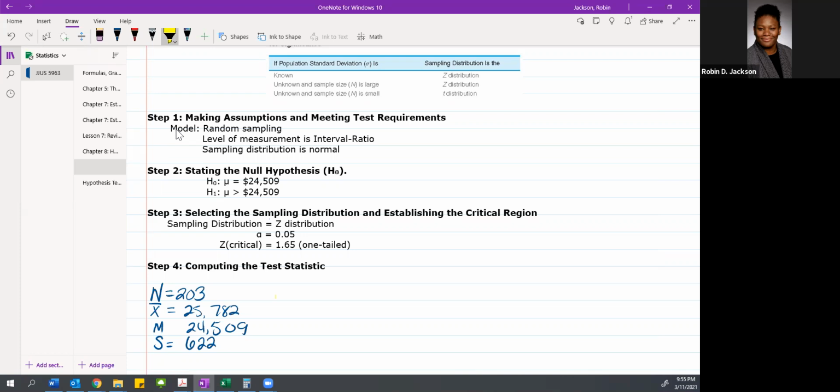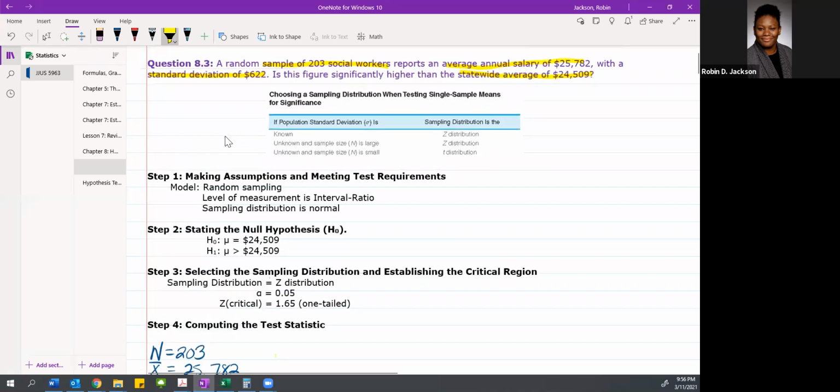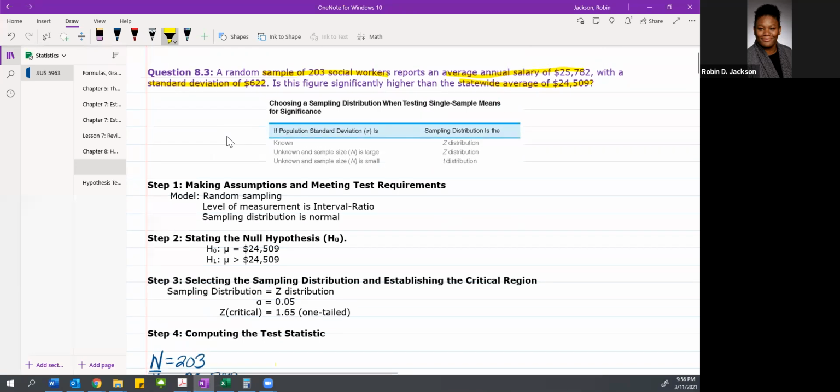Well, remember, a large sample is anything greater than or equal to 100. Well, our sample is 203. Okay, so we have 203 social workers. That's well over 100. So we know that our population standard deviation is not known, but we're dealing with a large sample. So we're going to have a Z distribution. Okay. All right. So we know that information. Now we can go ahead and start working on each of the different steps.